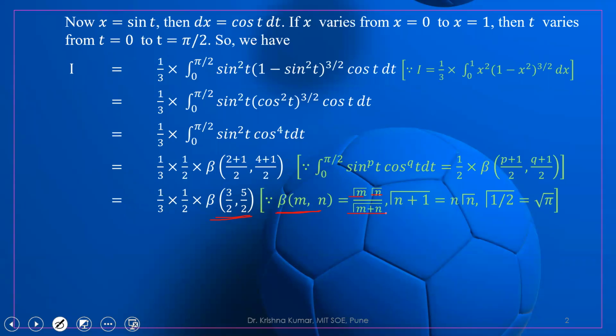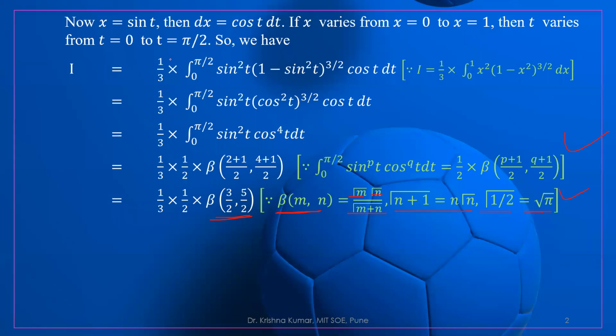And again, we apply the formula. What is gamma n plus 1? It is n gamma n, and gamma 1 by 2 is equal to root pi. So these are the standard values of the beta function. We have already studied them in the last semester, so I think you should revise it. If you don't revise it, you should learn only this. These are the very important points, and they are sufficient for us.